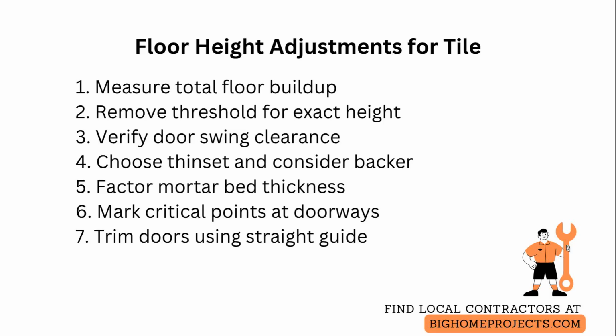If you will need to trim doors, remove the door and cut the bottom evenly with a circular saw using a straight guide, and test fit it repeatedly against a scrap of tile and underlayment to preserve clearance. For transitions between different flooring types, install transition strips that accommodate the height difference and secure them to the subfloor, not to the tile, so they remain stable over time.